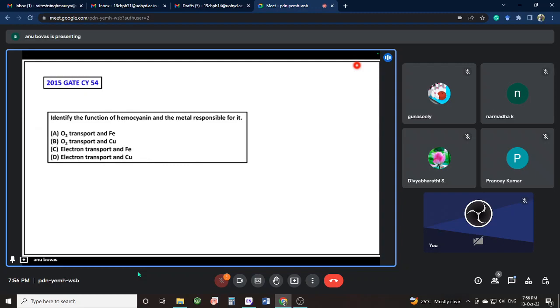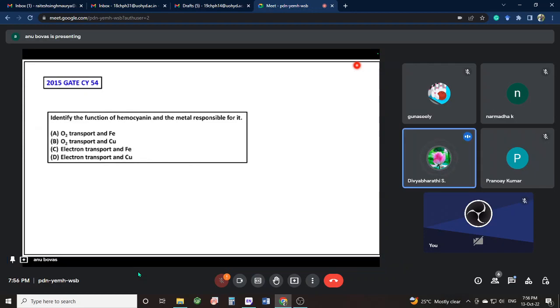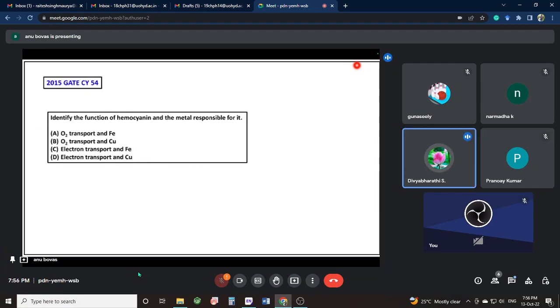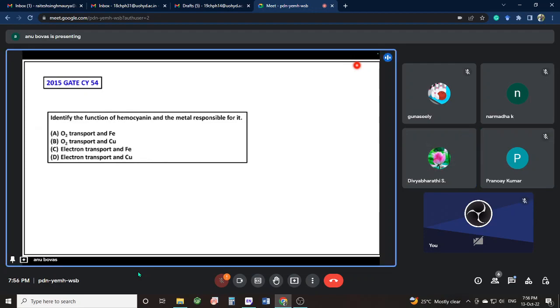So in this, as we saw earlier, what is the function of hemocyanin? Oxygen transport. Yeah, option B, correct. Oxygen transport, and the metal responsible is copper. Very good. You guys are really good listeners and good learners. So the correct option is option B, oxygen transport and copper.